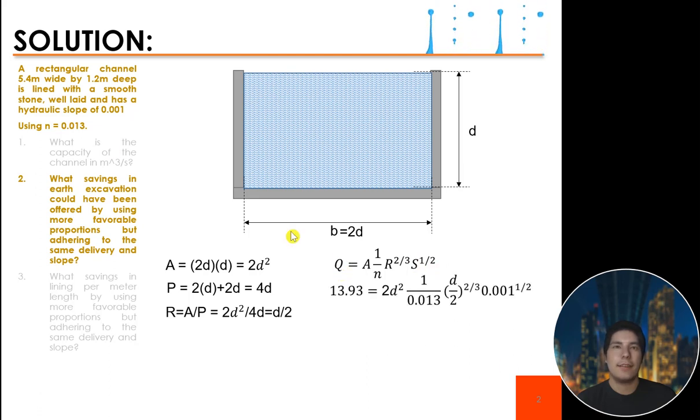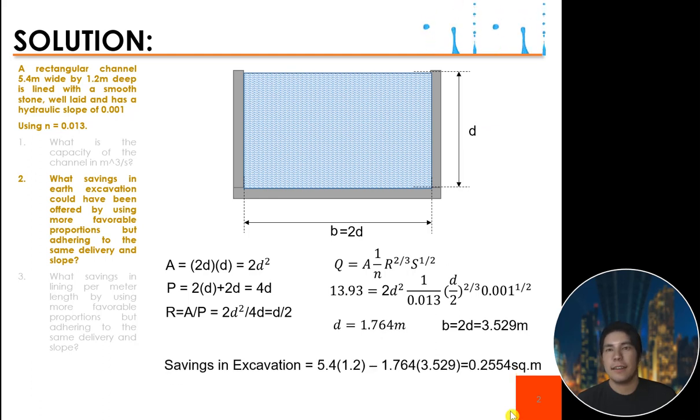And yung flow rate nga nakuha natin sa part 1 is 13.93, no? Kasi yung goal natin is adhering the same delivery and slope kasi, no? Like, pareho daw yung Q, no? So, you have this Q na 13.93, bali yung goal natin is ma-solve natin kung ano yung depth ng water. So, you have 1.764. So, bali yung B mo is 3.528.